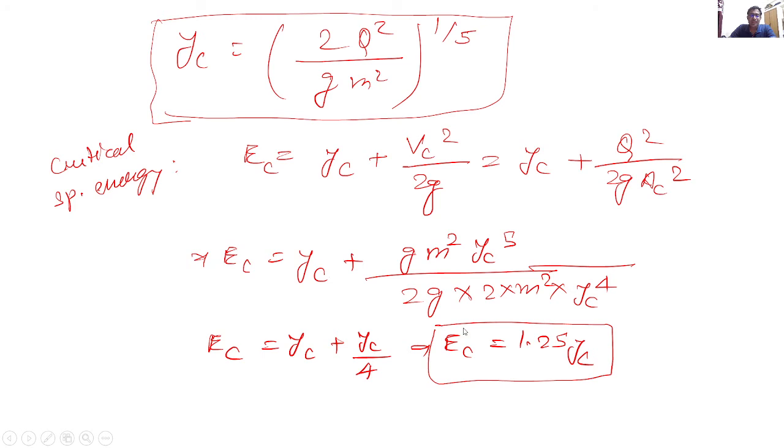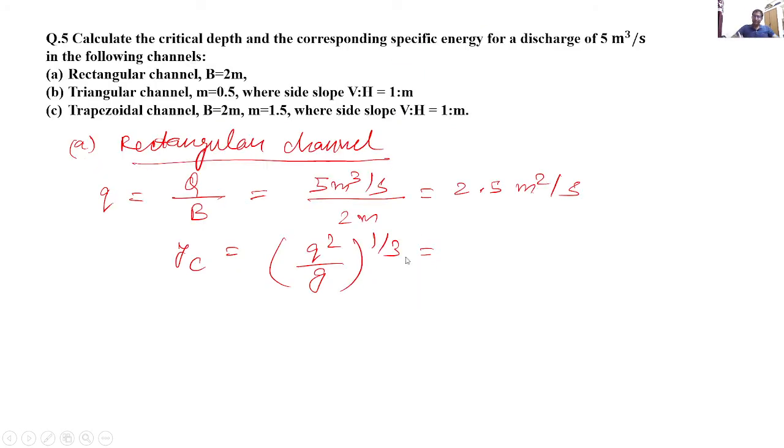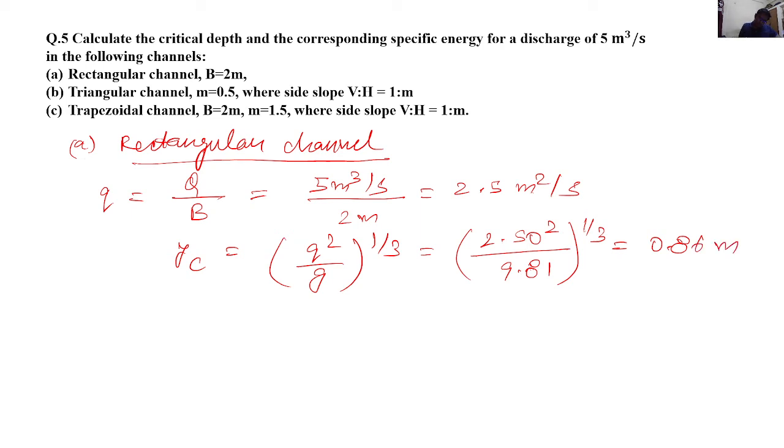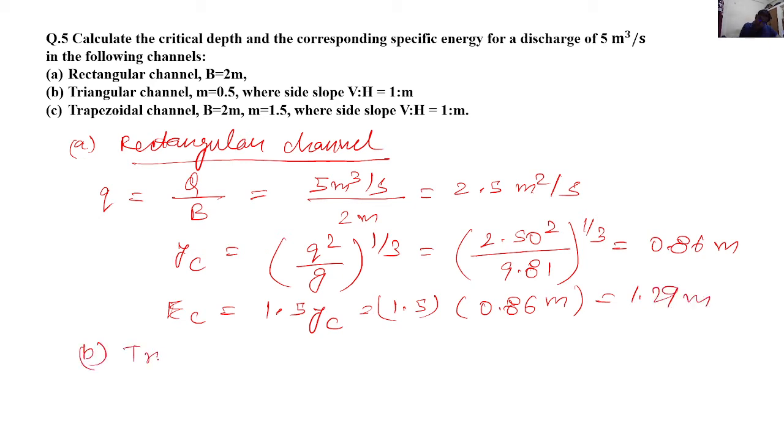But since rectangular channels have a very easy to remember expression, we would be doing it like this. 2.5 squared by 9.81, power 1 by 3. It happens to be 0.86 meter for the rectangular channel, and the critical specific energy would be 1.5 times the depth of flow for a rectangular channel. So that is 1.5 times 0.86 meter, and it comes out to be 1.29 meter. So this is done.